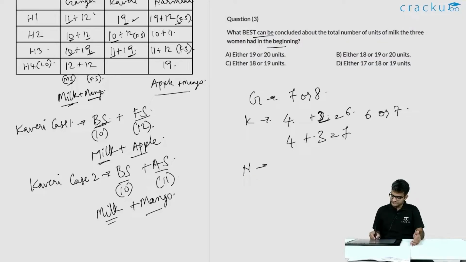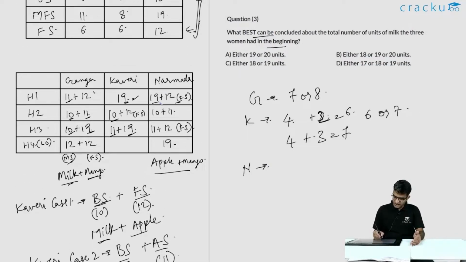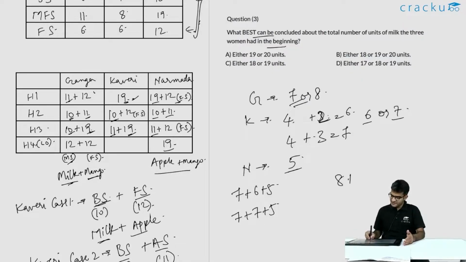Let us look at Narmada. Narmada has 1, 2, 3, 4, 5, 5, because her leftover is apple and mango, there is no milk. So the total number of packets of milk that were there with all 3 women at the start is either 7 plus 6 plus 5, or 7 plus 7 plus 5, or 8 plus 6 plus 5, or 8 plus 7 plus 5. Any one of these 4 options are possible.